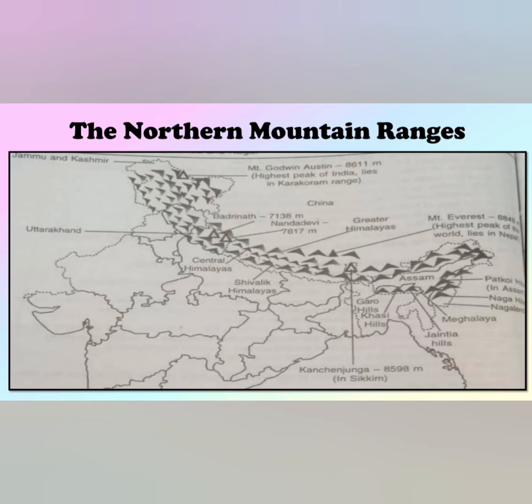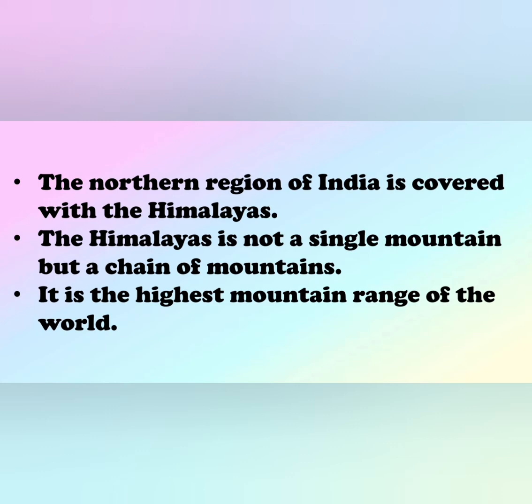The Northern Mountain Ranges. Children, you can see from the picture that the northern part of India is covered with mountains, right? So, the mountain range that covers the northern region of India is the Himalayas. Now, the Himalayas is not a single mountain but a chain of mountains. It is the highest mountain range of the world.